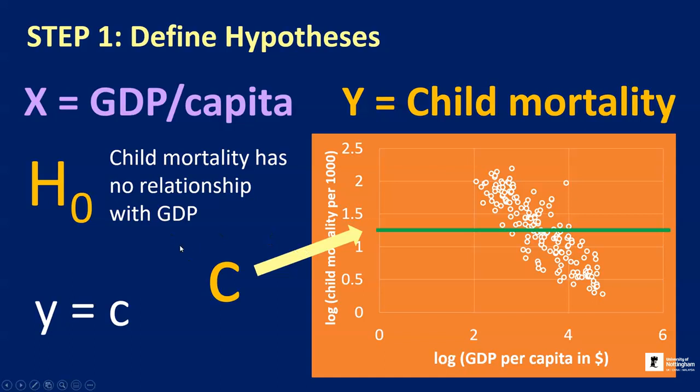And our null hypothesis here was that there is no relationship between child mortality and GDP, which expressed as an equation is y equals c, where c in this case is just the average child mortality of all countries. So I've replotted the data here, and the green line represents the average of the whole data set, assuming this null hypothesis assumes that there is no relationship between GDP and child mortality. So we have a flat line. Doesn't matter what your GDP is, your child mortality is going to be c plus or minus a bit of random noise.